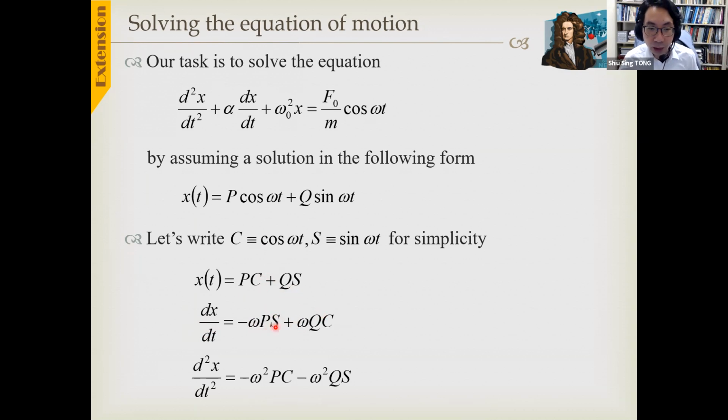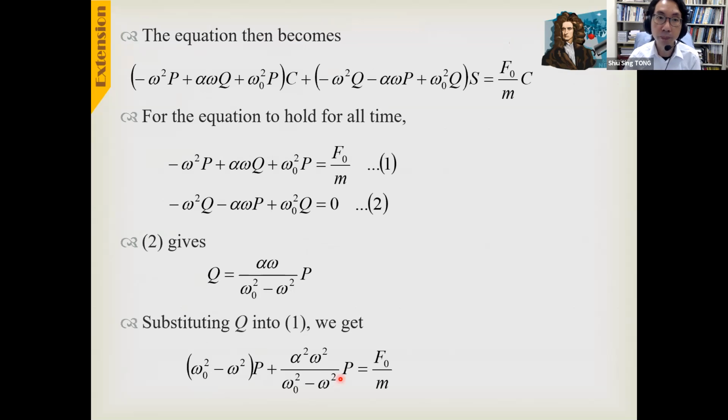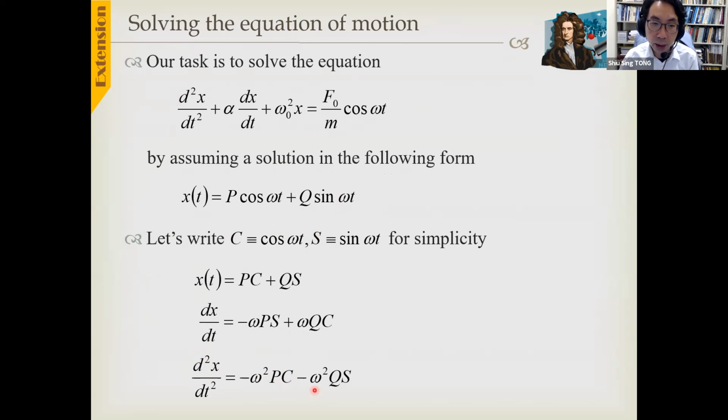Now we differentiate twice. The sine becomes a cosine, and the cosine becomes a minus sine. Again, we have another factor of omega coming out. So in total we have omega squared here. So I put all this back into the equation.